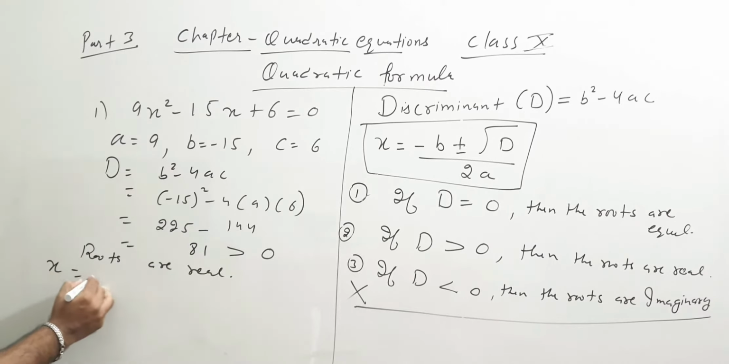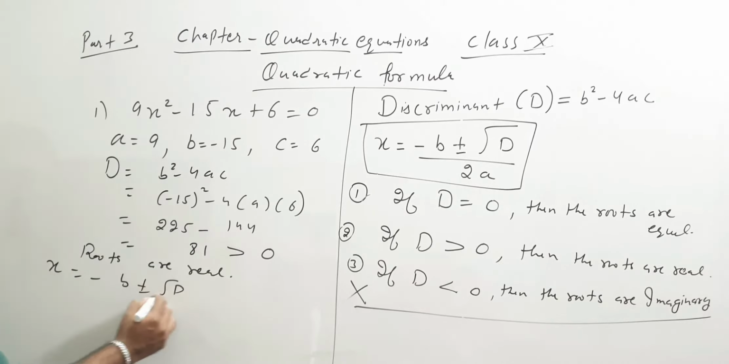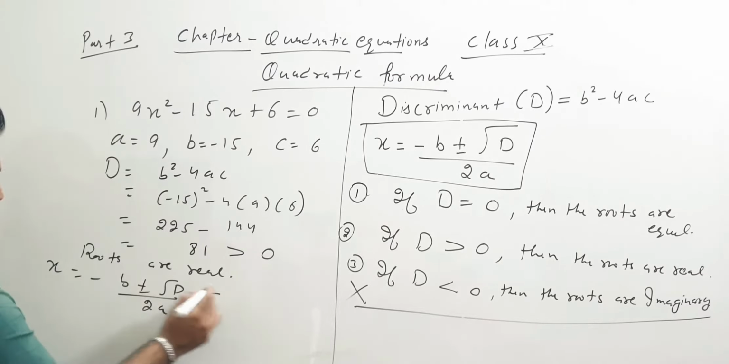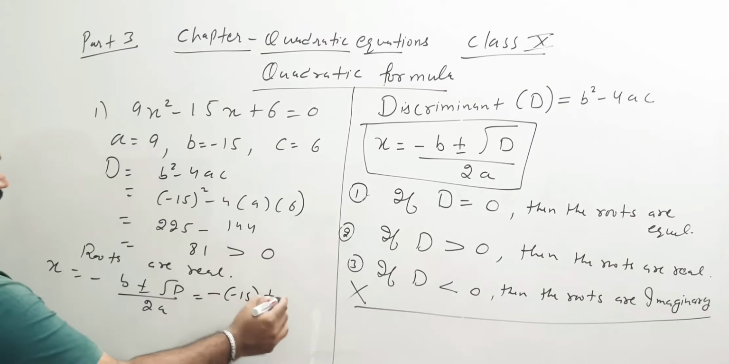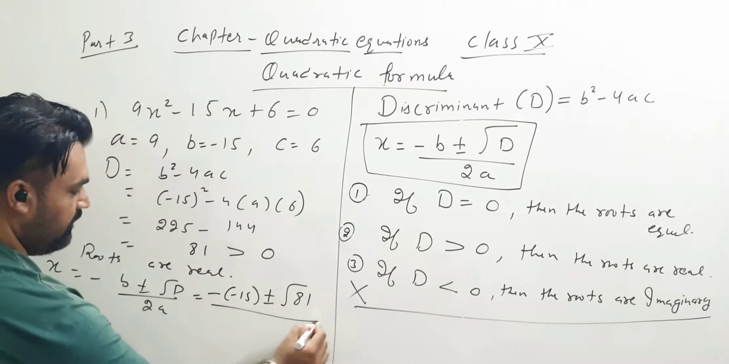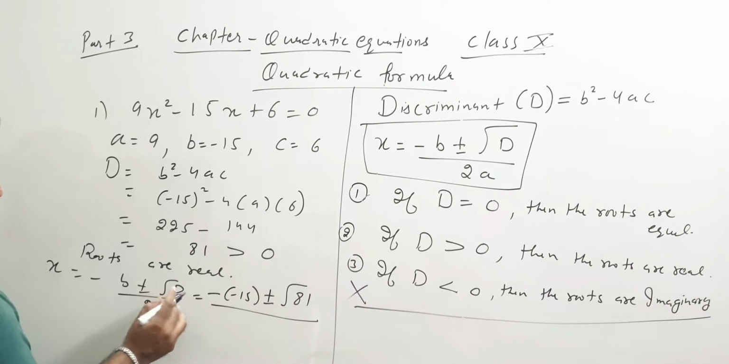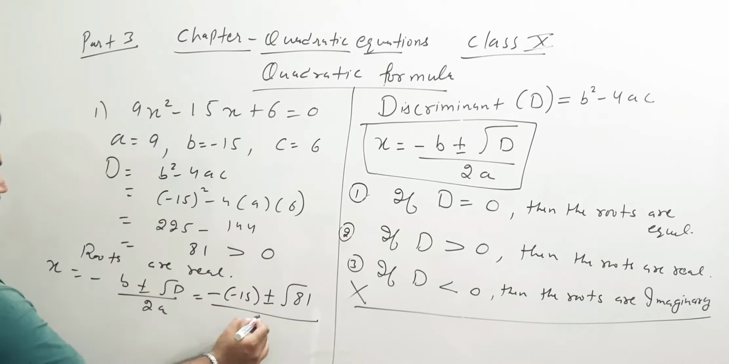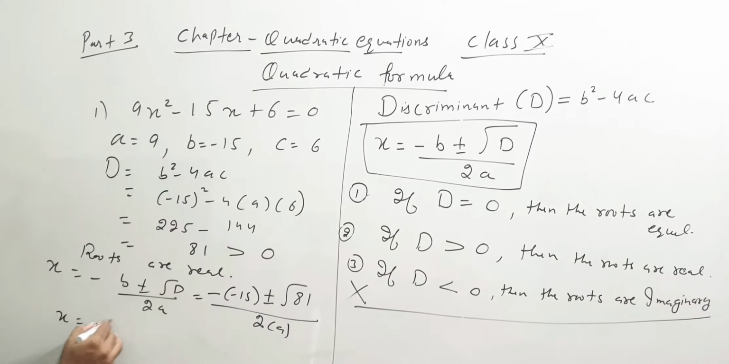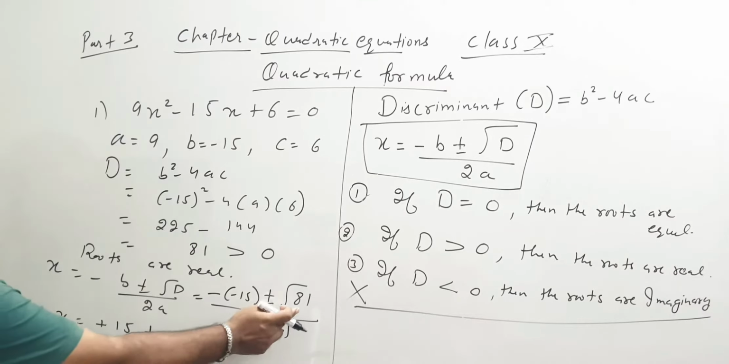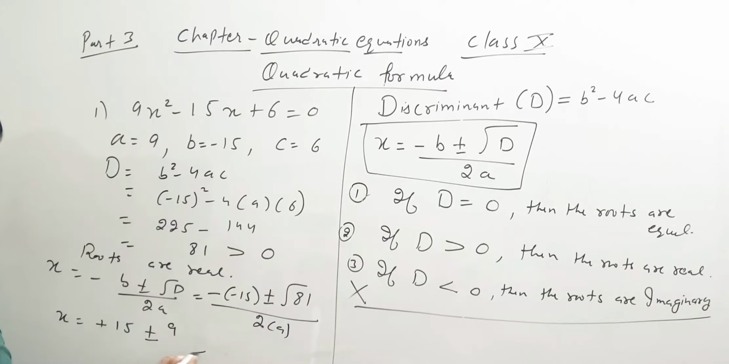Now this is the quadratic formula. Put the values. Minus, what is the value of b? Minus 15. What is the value of d? Root. The value of d is 81. 2. What is the value of a? 9. So x equals minus minus 15, that is plus 15, plus minus. What is the square root of 81? That is 9, upon 18.